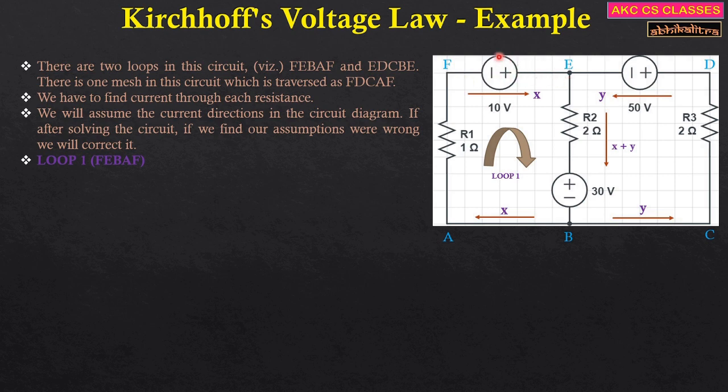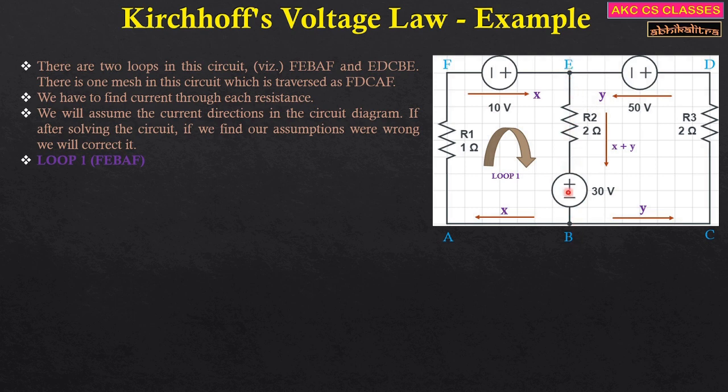So F to E. When we move from F to E, we encounter a voltage source, and we see that we are moving from the negative plate to the positive plate. That means there will be a rise in potential at point E. So if there is a rise in potential at point E, the potential at point E will then be 10 volts. This will be positive 10 volts.